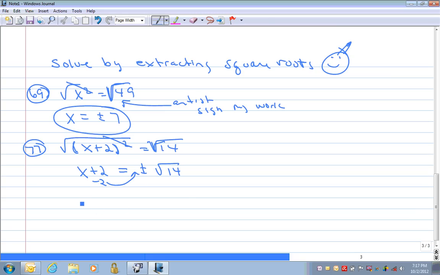So when we do that, we would have x is equal to -2 plus or minus the square root of 14. And that is really two solutions. We would have -2 plus the square root of 14, and we would have -2 minus the square root of 14. And that would be your two solutions.